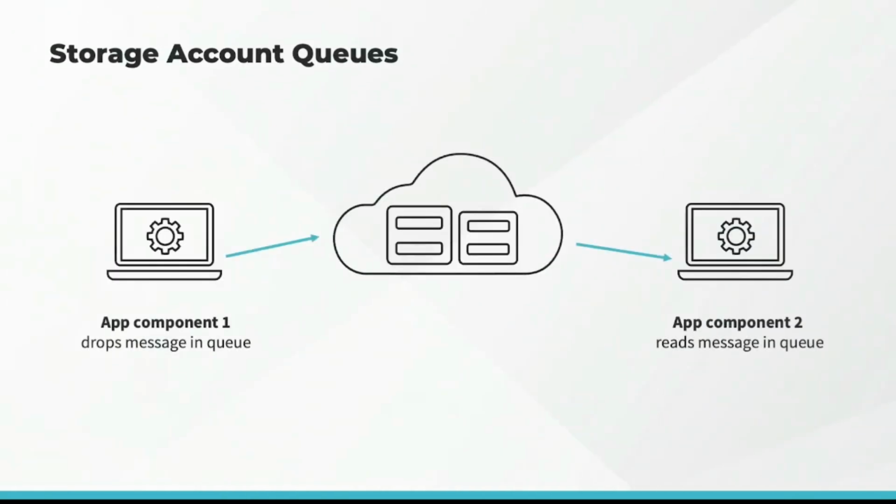We've mentioned that storage account queues would be of interest to software developers. So in our diagram, we have app component 1 running on the left and app component 2 running on the right. App component 1 can drop a message in the queue in the storage account, and at some point, app component 2 would read that message in the queue and process it. So it's a centralized storage location for inter-application component messaging.